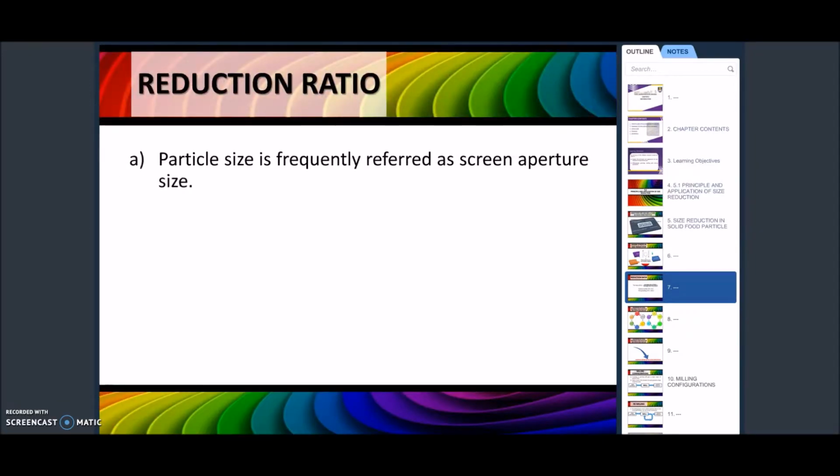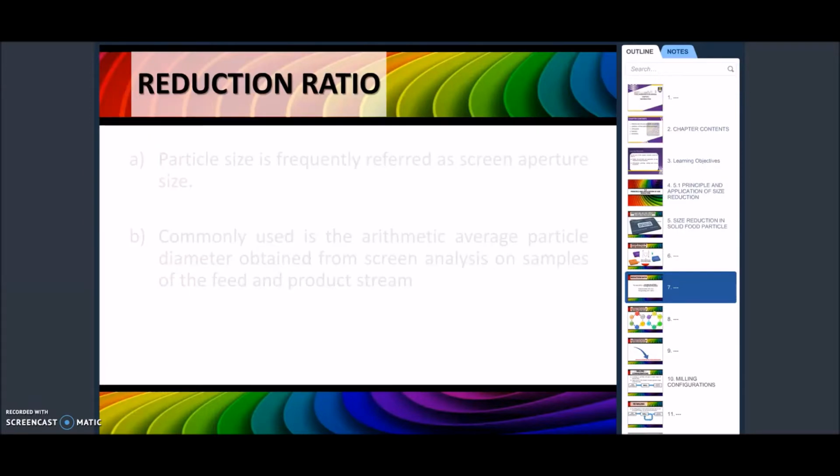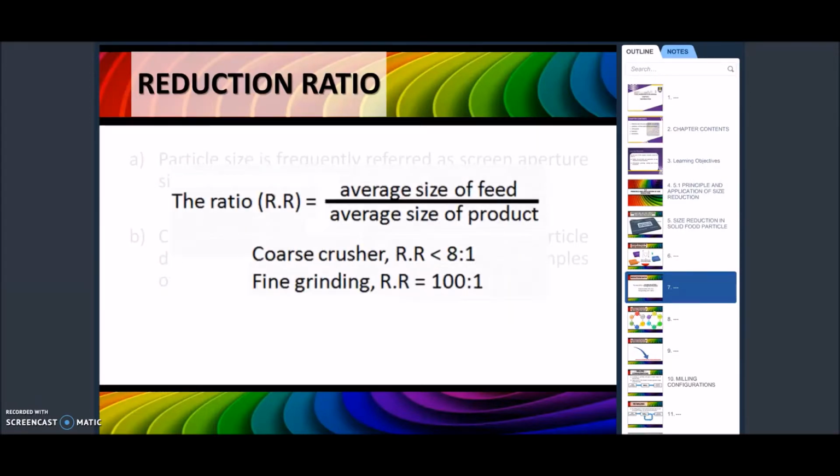Reduction ratio. Particle size is frequently referred as screen aperture size. Commonly used is the arithmetic average particle diameter obtained from the screen analysis on samples of the feed and product stream. This is a diagram of a mathematical formula that related to reduction ratio.